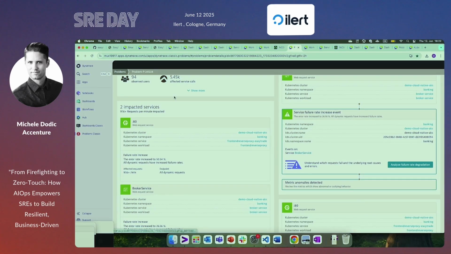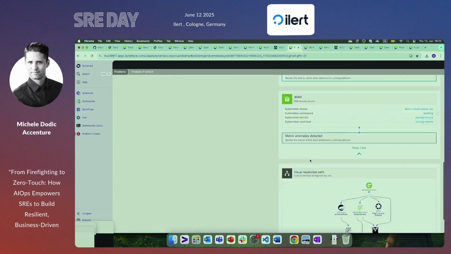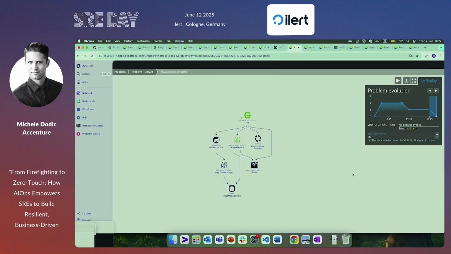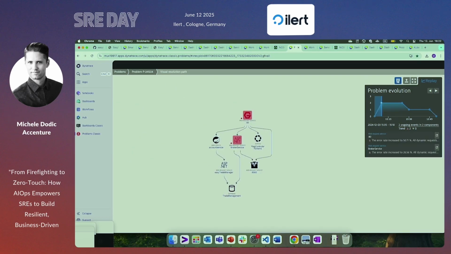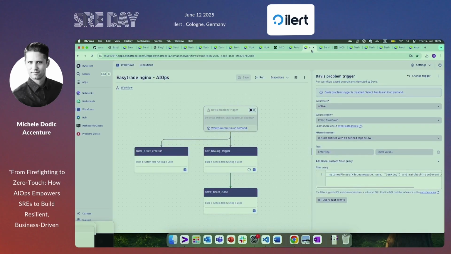And it tells me how many users were affected, how many service calls were affected. And here I have the visual resolution path. So I can replay the problem evolution to understand what happened at what time and caused failure for which components. But again, this was the ServiceNow part.